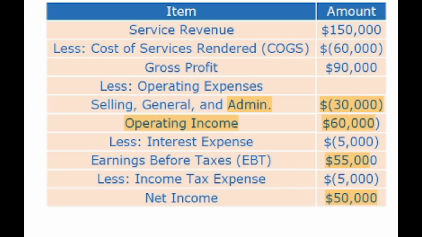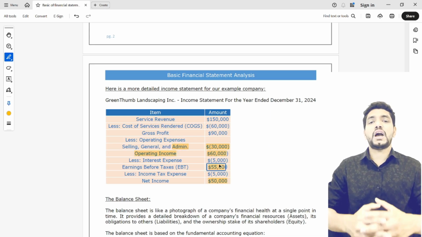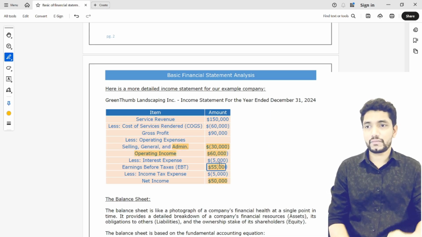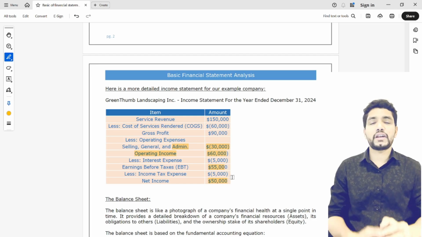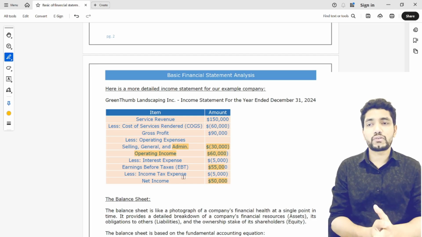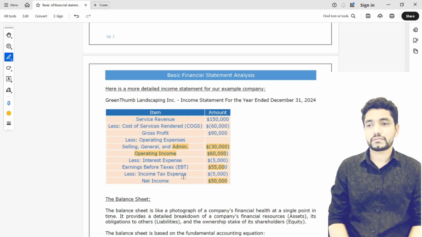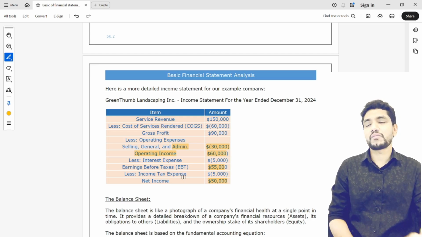So the net income means the net profit available to the shareholders. From the net income only, we are distributing the profit to the shareholders. So this is about the income statement.